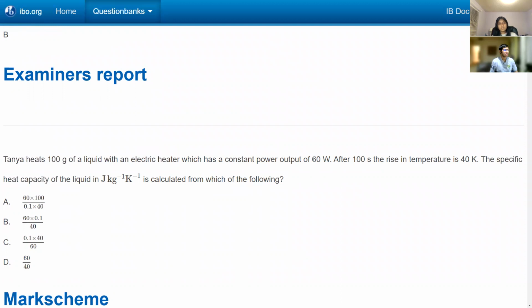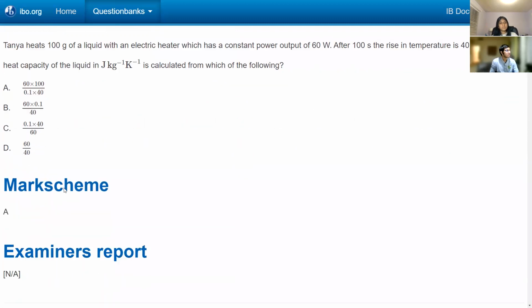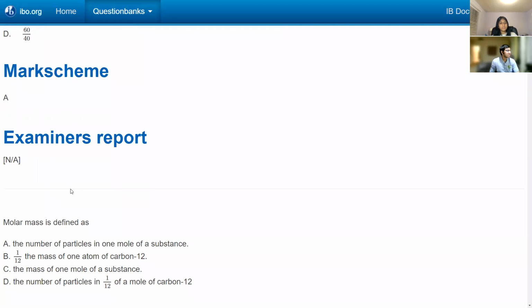Because it would be c equals Q over m times delta T in the denominator. And then Q is 60 times 100, over, and then 100 grams is 0.1 kilograms. Yes. Okay. Cool.